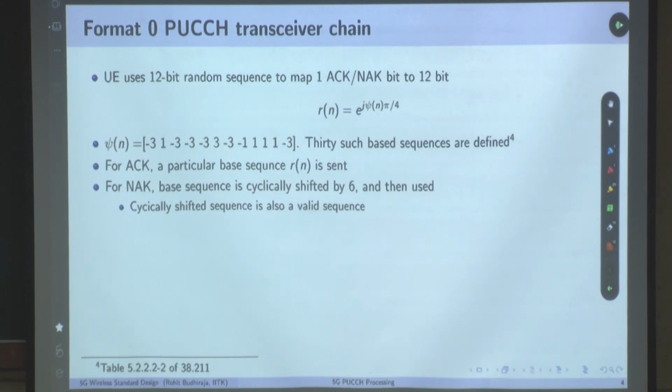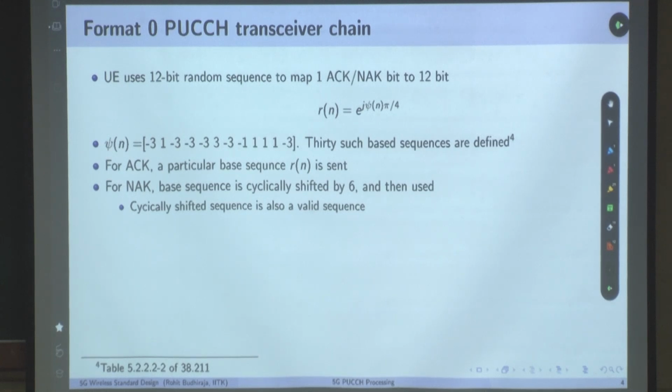So what is happening here is that instead of 1 bit, you are sending this 12 bit sequence. What does it guarantee you? It is some kind of coding you are doing, because for one bit you are sending an extra 11 bits. So that's the parity, and that's the best.